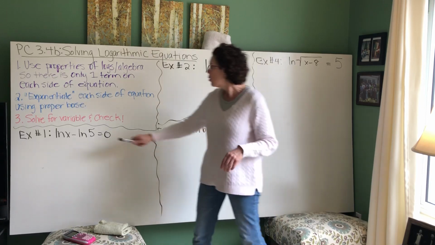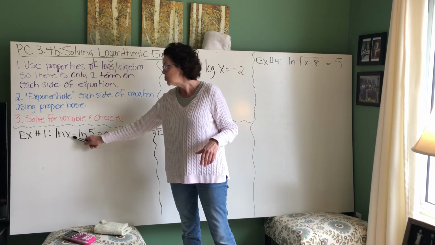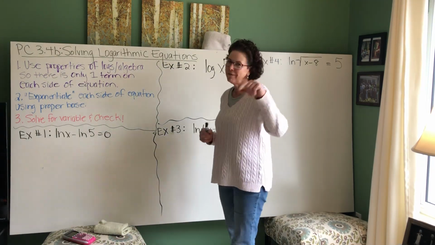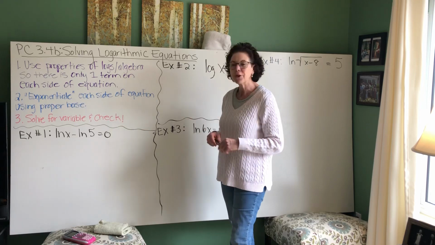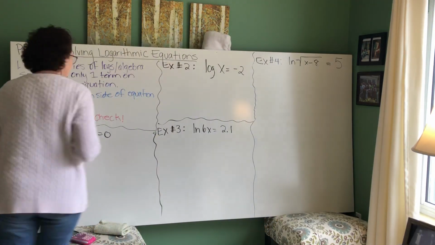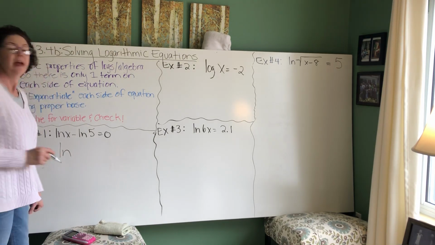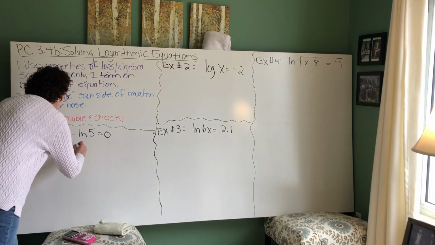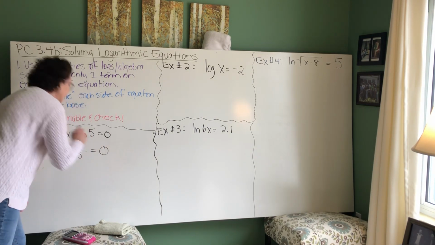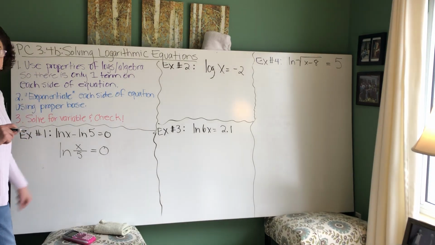Here we go. We're only allowed one term on each side of the equation. We have two logs with a minus sign. We know that is the quotient property. Very good. So we're going to rewrite the left-hand side using one logarithm and the quotient property. We have the natural log, and this will be x divided by 5 equals 0.